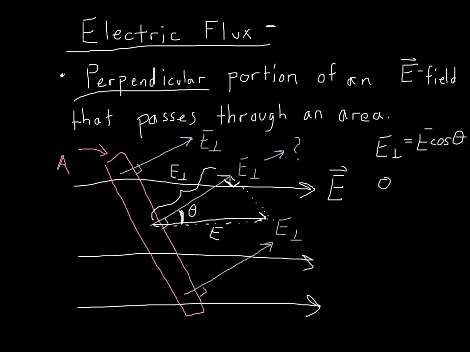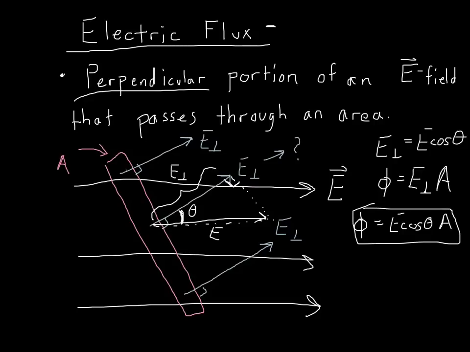And then I can see that my electric flux is equal to the electric field that's perpendicular that passes through an area. So I'm going to multiply it by the area that it passes through, and I get my final definition for electric flux. Flux is equal to E times the cosine of the angle times A. And that is the definition of my electric flux. And we'll see a little example in class, and I'll talk about this a little bit in class to try to make it make a little more sense as well.